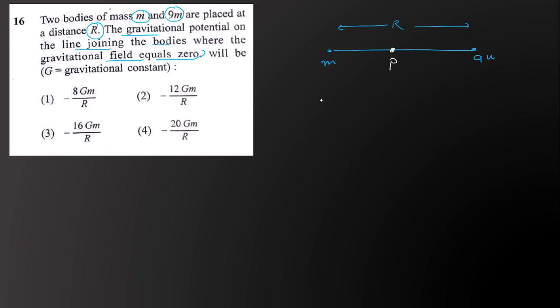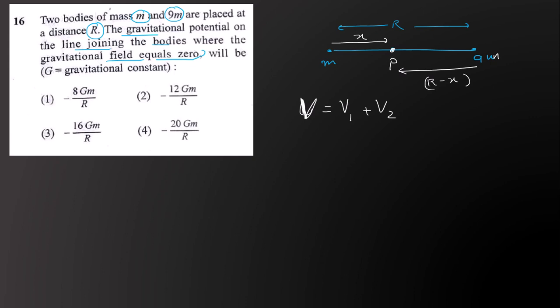Well, first of all, the gravitational potential will be equal to the potential due to this m1 and the potential due to this m2. For a point particle, we know how to calculate the gravitational potential. We need the distance. Let's say from m the distance is x, and from 9m the distance is r minus x, and we have to calculate this distance. Therefore I keep this V1 and V2 for the time being, and I focus on calculating the distance.